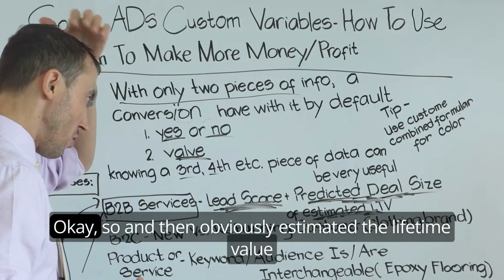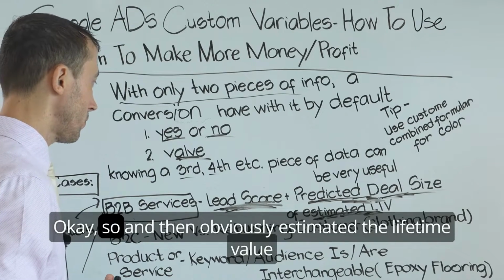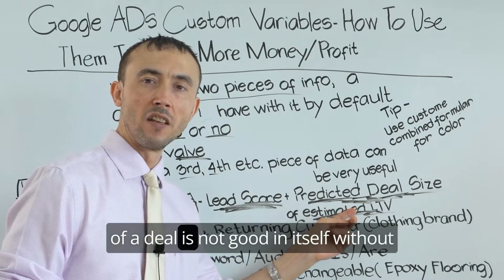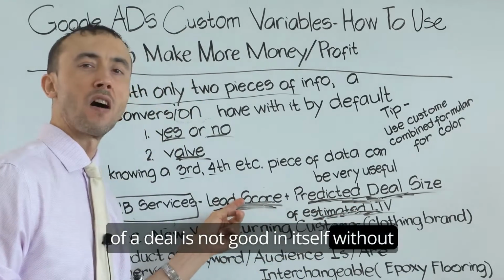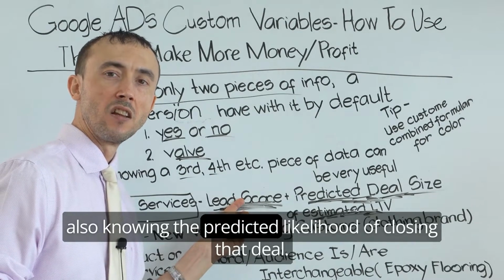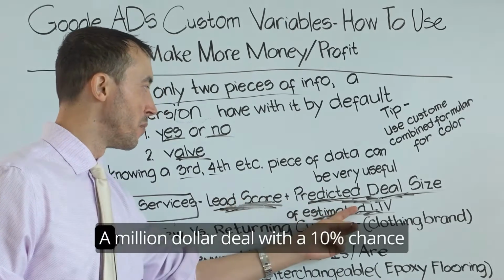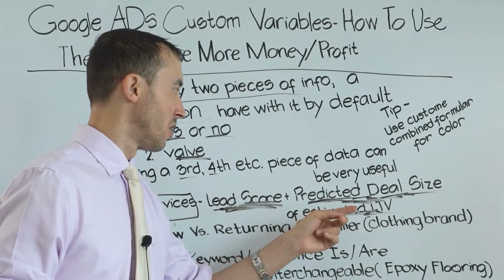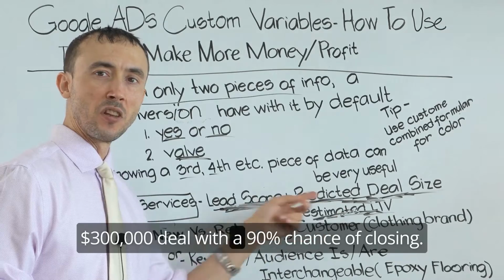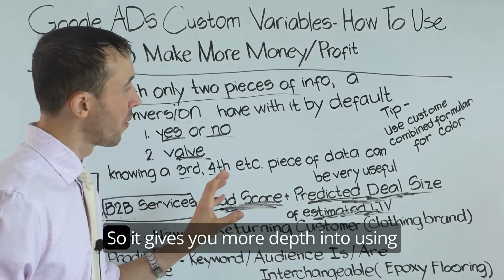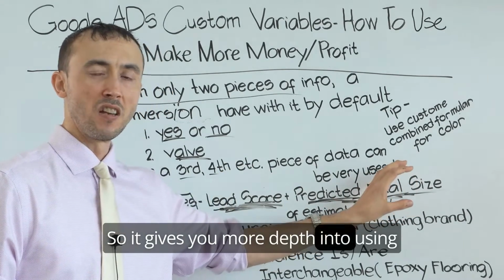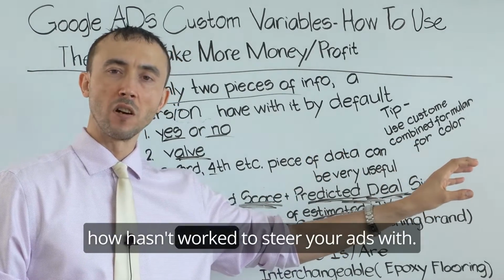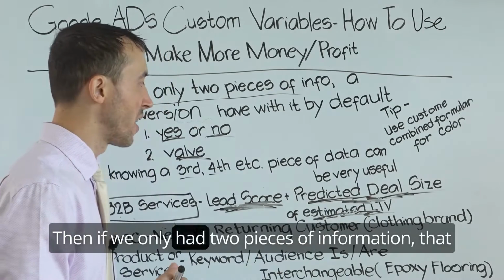Okay? And then obviously, estimated lifetime value of a deal is not good in and of itself without also knowing the predicted likelihood of closing that deal. A $1 million deal with a 10% chance of closing isn't nearly as good as a $300,000 deal with a 90% chance of closing. So it gives you more depth to study what's come through that's worked versus hasn't worked to steer your ads with than if we only had two pieces of information.